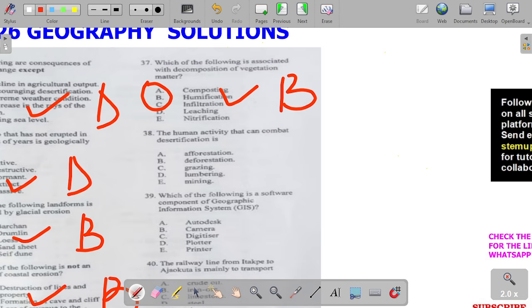38. The human activity that can combat desertification is afforestation. 38 is A. Afforestation is the planting of trees. That's what we call afforestation.